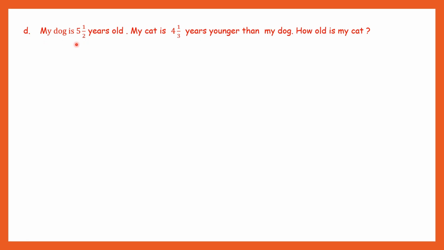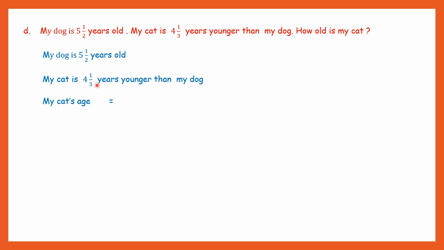Question D. My dog is 5.5 years old. My cat is 1 by 3 years younger than my dog. Then how old is my cat? So what have we been given? We've been told that my dog is 5.5 years old and that my cat is 1 by 3 years younger than my dog. So how do we find my cat's age? So we have to subtract these two. So let's take the two numbers. 5 1 by 2 minus 4 1 by 3. When we subtract these two, we will get the age of my cat.